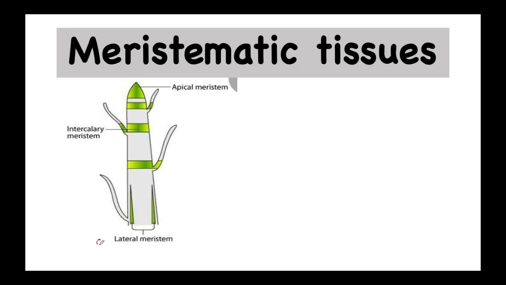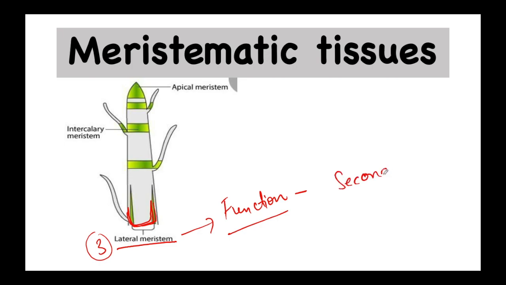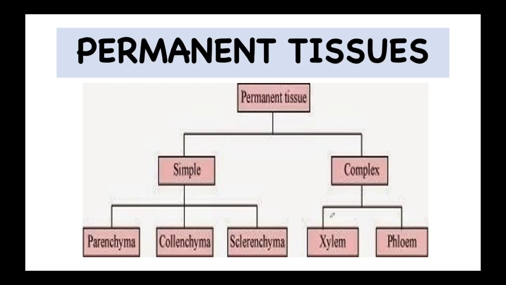Now come to the third type, that is lateral meristem or secondary meristem. This is present on the basal part of the plant, and this was about the location and the function it performs. It is responsible for secondary growth of the plant, that is, increase in stem girth and thickness, like this, not lengthwise.